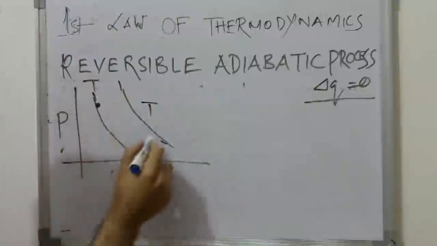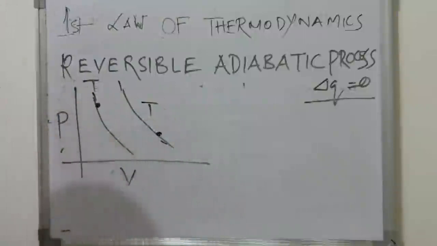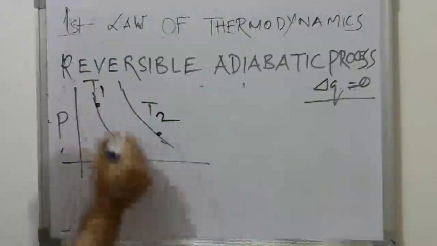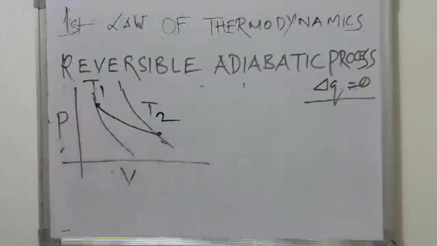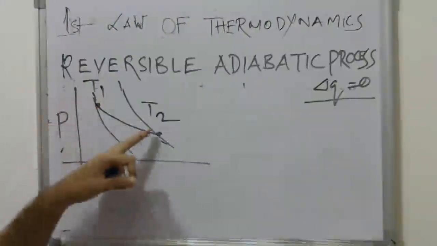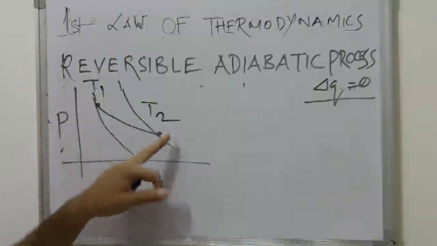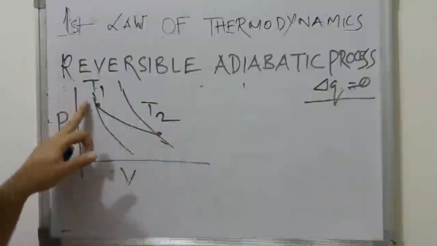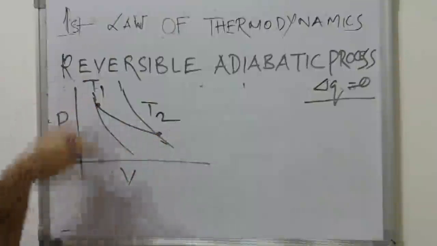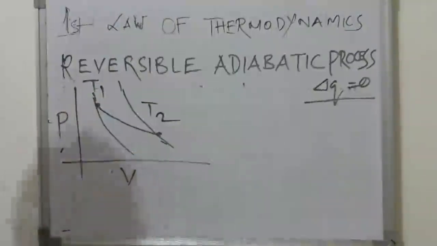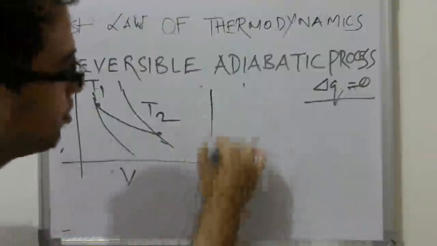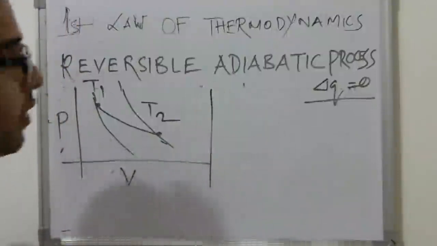Suppose I want to jump from here to here. This is T1 and this is T2. So this is what an adiabatic process looks like. We have a different temperature, a different pressure and a different volume at this point from this one. So how do we consider this? Ultimately, whatever comes, you have to substitute in the first law of thermodynamics.